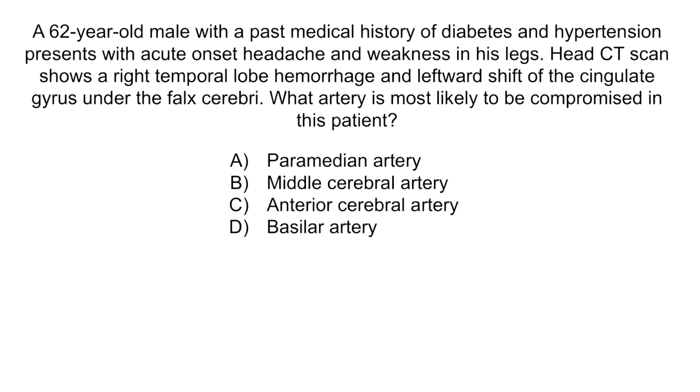All right, so this is a 62-year-old male presenting with acute onset headache and weakness in his leg. A head CT shows a right temporal lobe hemorrhage and leftward shift of the cingulate gyrus under the falx cerebri. Based on these findings, the patient is experiencing a subfalcine herniation, in which the herniation of the cingulate gyrus compresses the anterior cerebral artery, resulting in weakness in his legs. So the answer to the question is C, anterior cerebral artery.